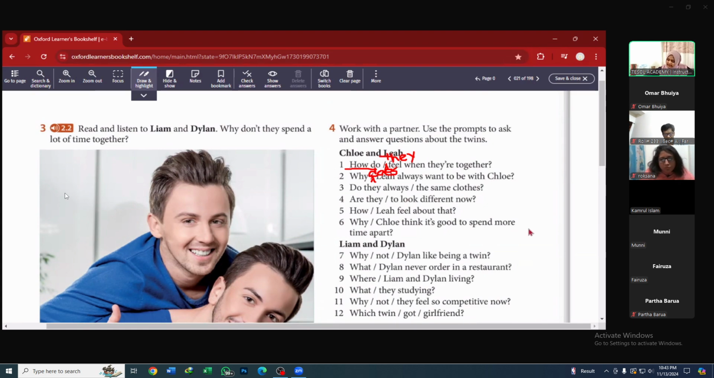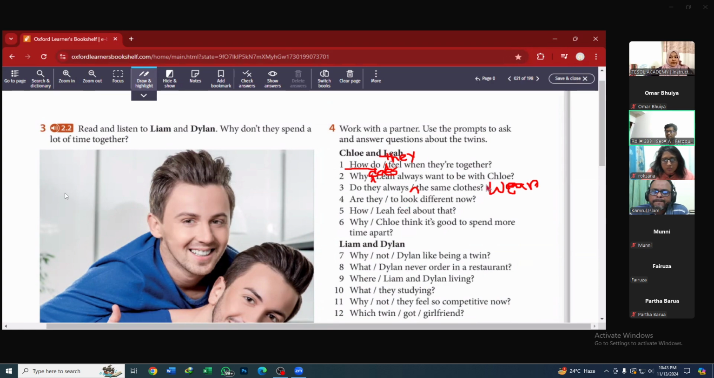Number three, Mr. Kamrul, can you give me the answer of number three? Do they always wear the same clothes? Very good. Excellent. I'm writing the word here. Do they always wear the same clothes? I'm sorry for my handwriting here. Yes, Mr. Farooq? Number three, why do they always wear the same cloth?